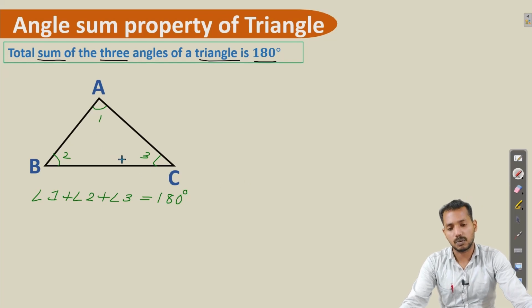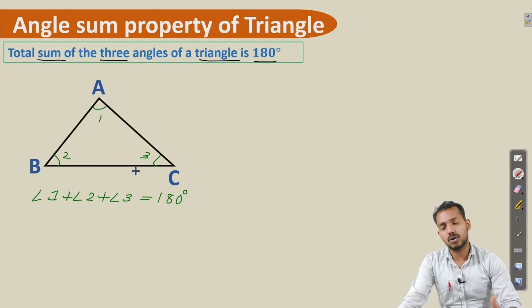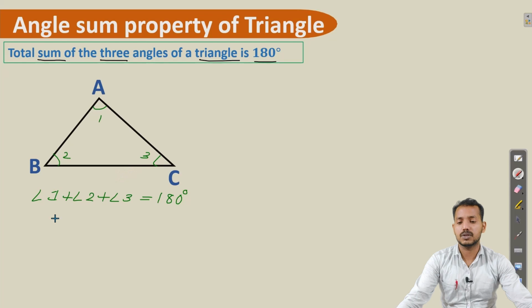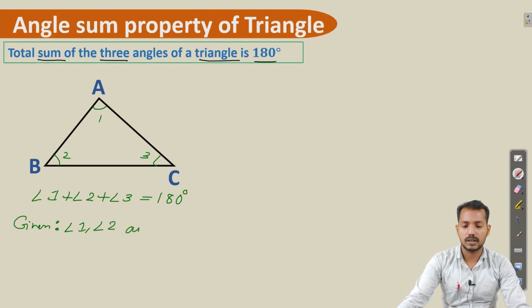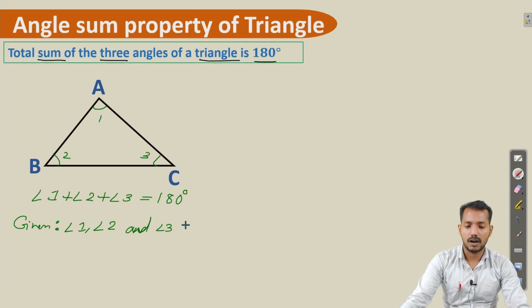Okay, this is what this property said. Now we need to show this property is true. That means, what are the things we have given? Given: angle 1, angle 2 and angle 3 are angles of triangle ABC.